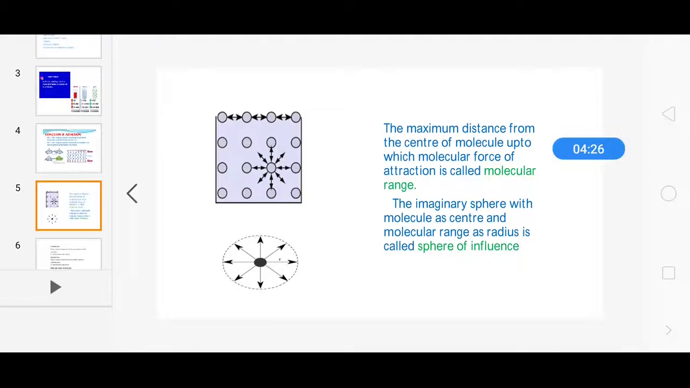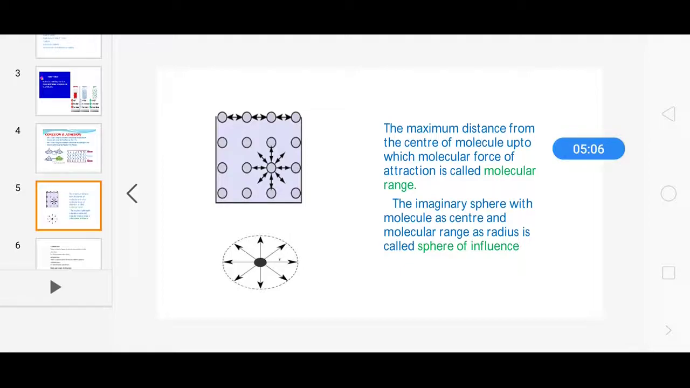Here in the slide there is a molecule at the center, and from that molecule the force of attraction is extended up to some limit only. That region, the total region, is the molecular range. And up to the range, as the molecule is center, we can imagine a circle with the molecule as center and the molecular range as the radius. We can imagine one sphere. That sphere is called sphere of influence.